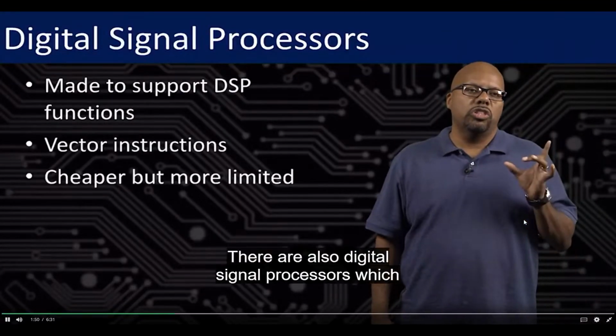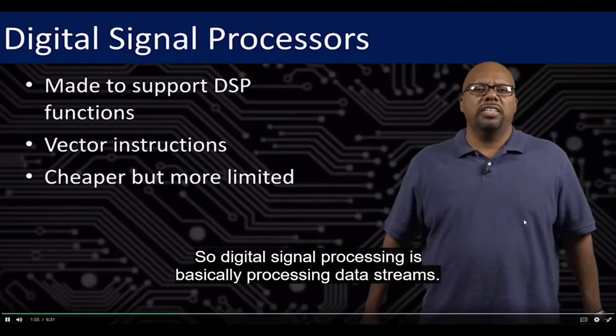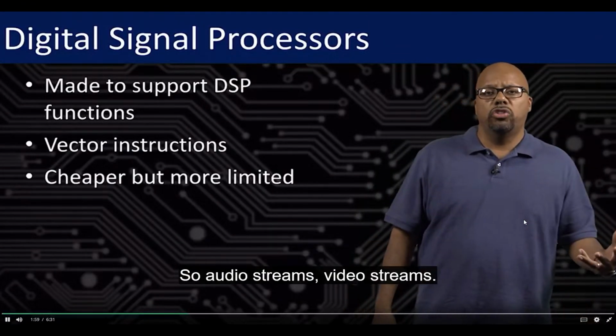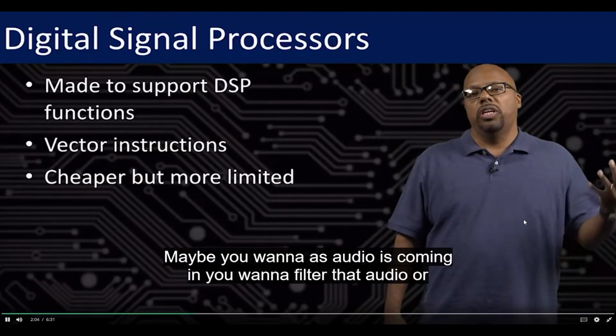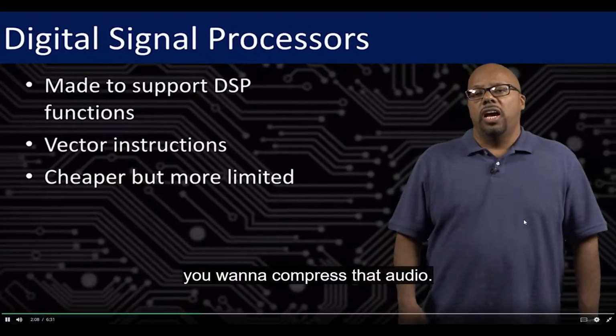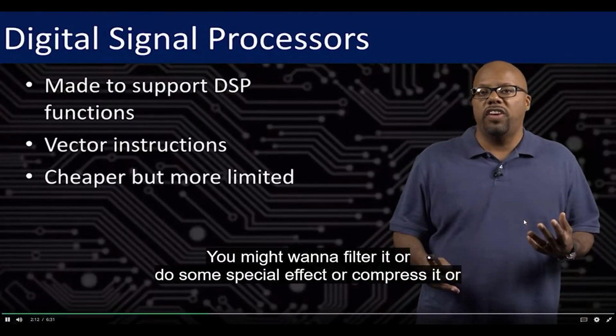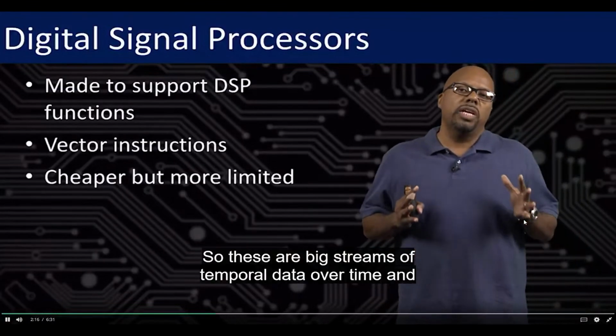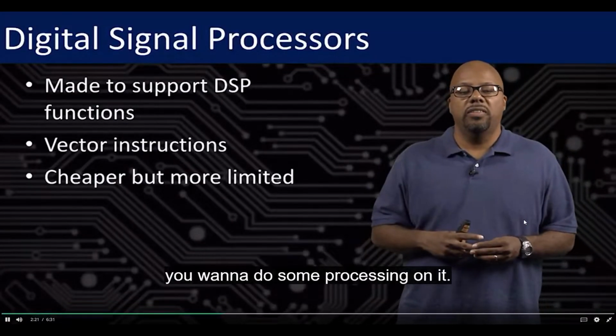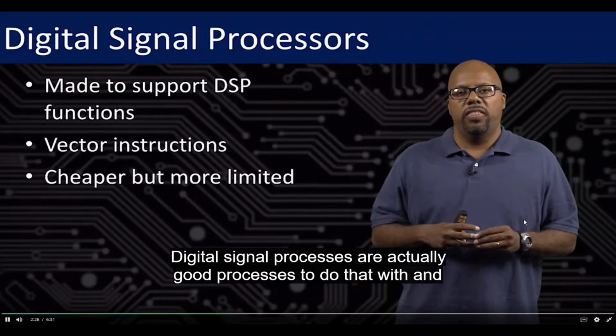There are also digital signal processors, which are specific to digital signal processing applications. Digital signal processing is basically processing data streams, so audio streams, video streams. These are very common. Maybe as audio is coming in, you want to filter that audio, or compress it. Same thing with video. You might want to filter it, do some special effect, or compress it. So these are big streams of temporal data over time, and you want to do some processing on it. Digital signal processors are good processors for that, and they're made with that in mind.